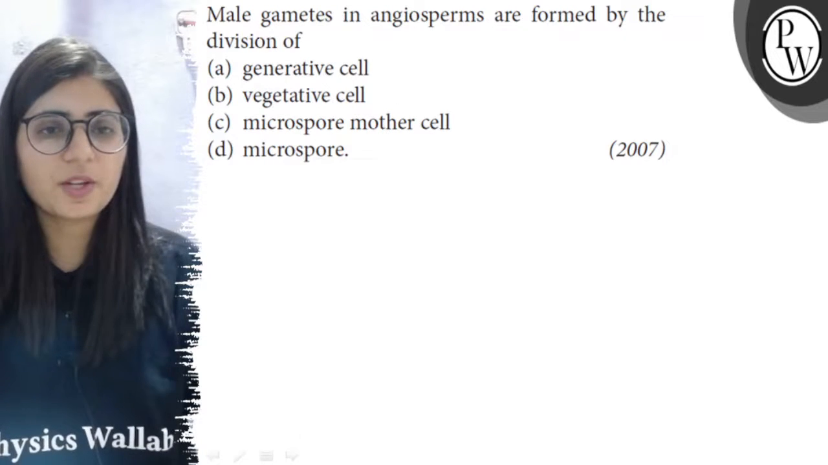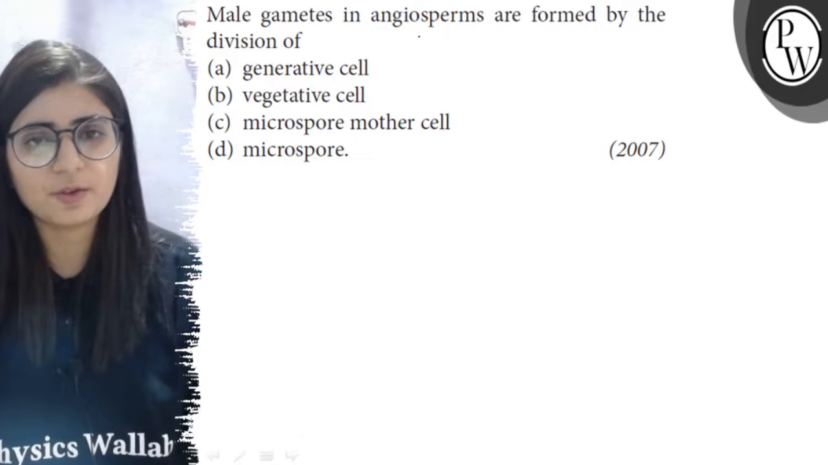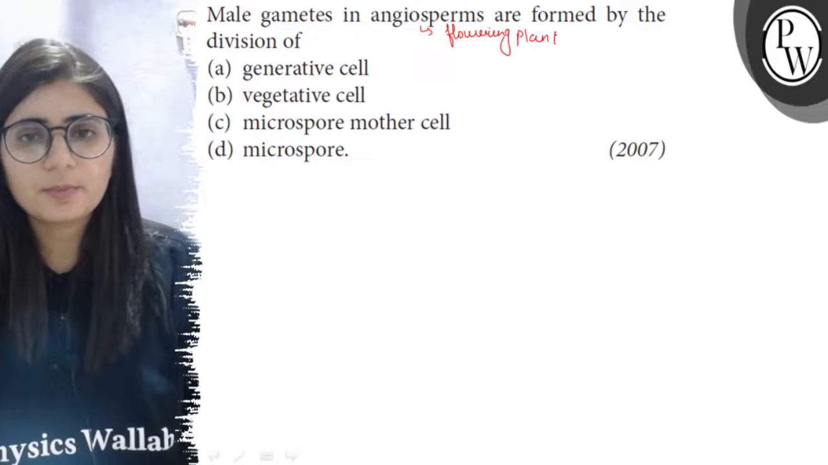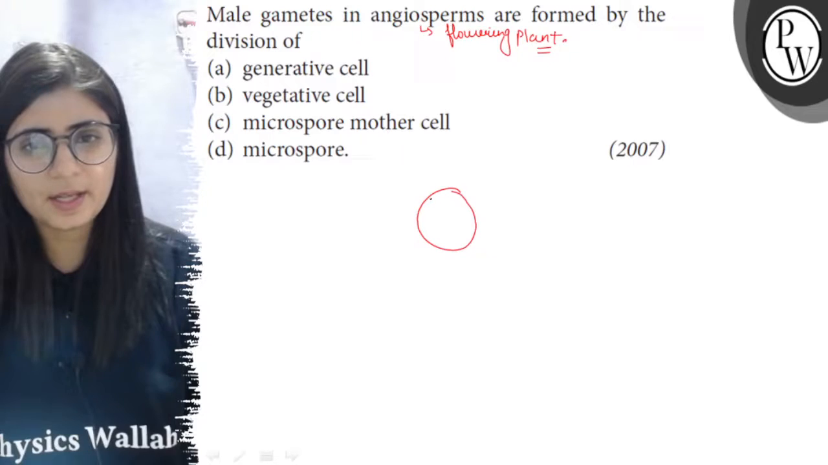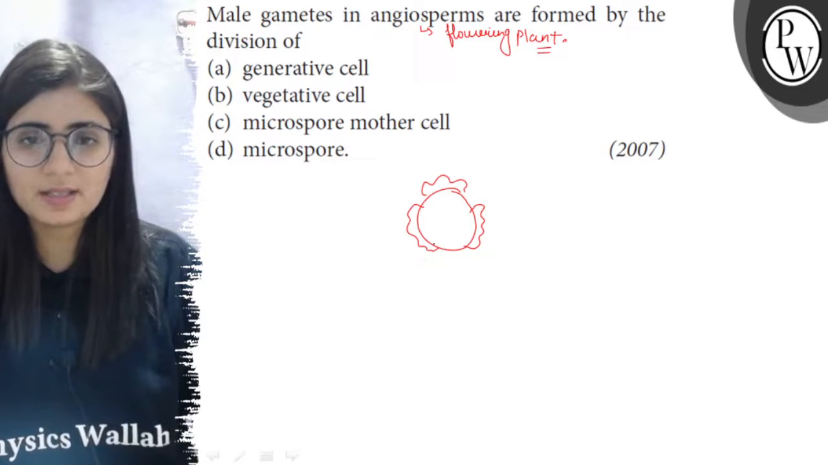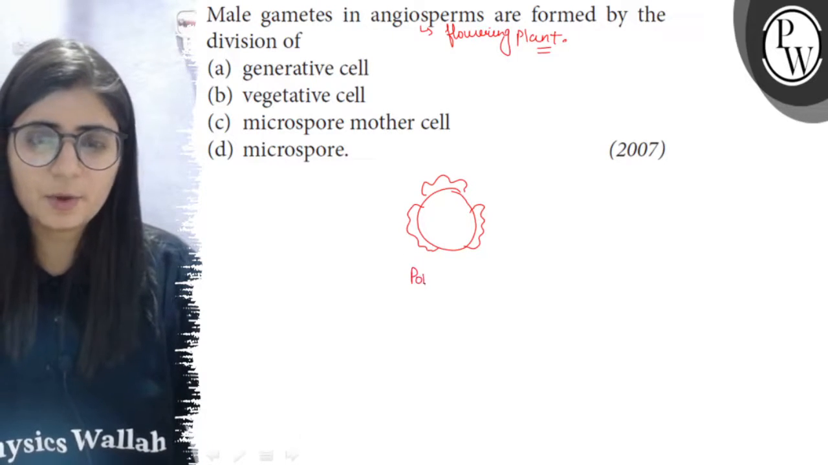Hello बच्चों, the question is: male gametes in angiosperms are formed by the division of. So angiosperms are the flowering plants. So pollen grains. So this is a pollen grain. Pollen grain is also known as the male gametophyte because it is the haploid plant structure which produces gamete. So this is a pollen grain.